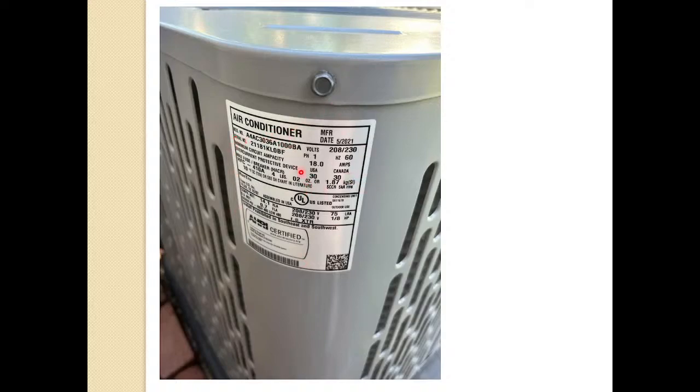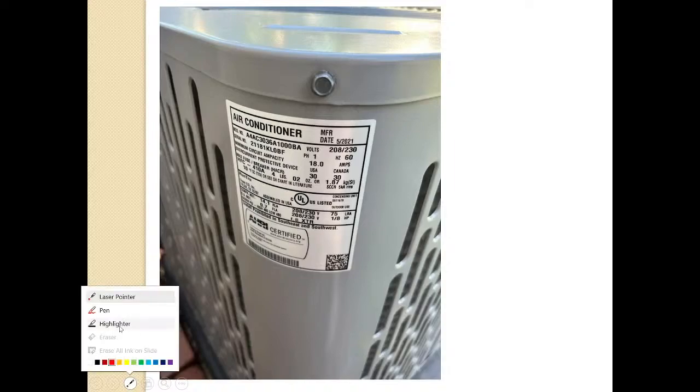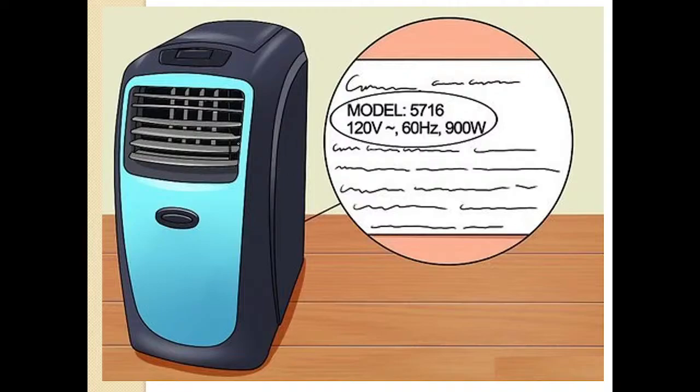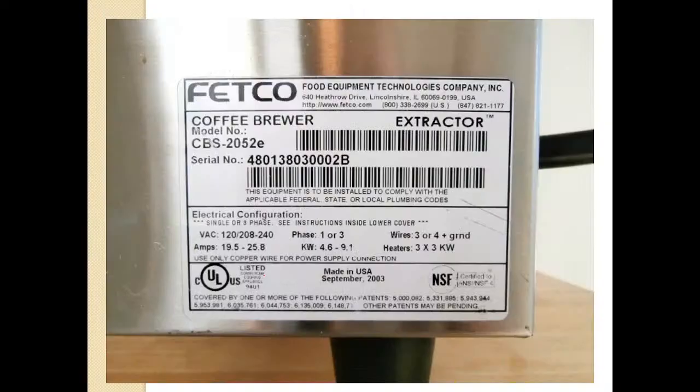There will be a sticker provided on the electrical apparatus that we buy. If we want to know the ratings, we can know them by looking at the sticker. You can see this is an air cooler. The model number is given, the voltage rating is given as 120 volts, the frequency is given, and the power rating is also given, 900 watts.